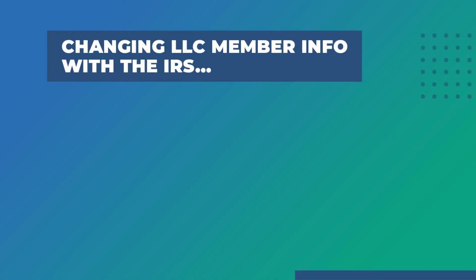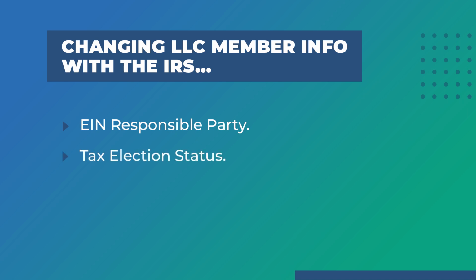Okay, great. Thanks. So today we learned that if the person who was designated the responsible party for your EIN changes, you should file Form 8822-B, change of address or responsible party. We also learned that you might need to change your tax election status with the IRS if a membership change means that you're changing from a multi-member LLC to a single-member LLC. Finally, we learned that if they applied for S-Corp status, they can update their member information on their taxes or contact the IRS.